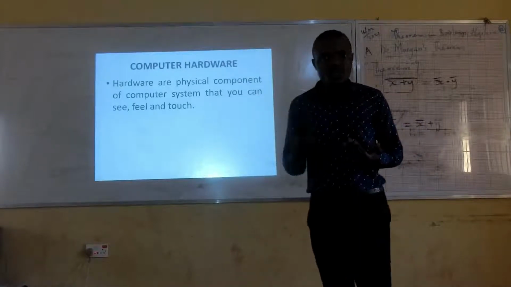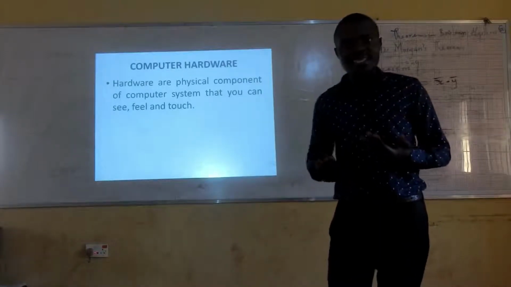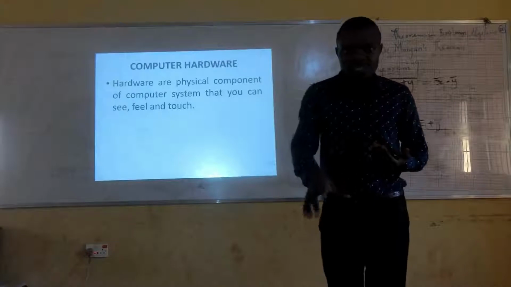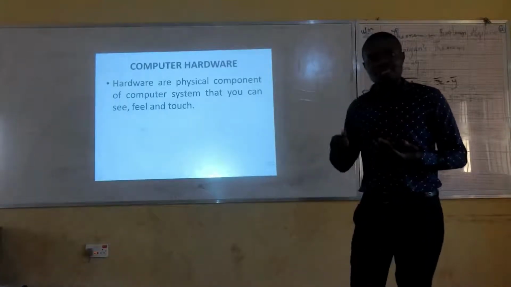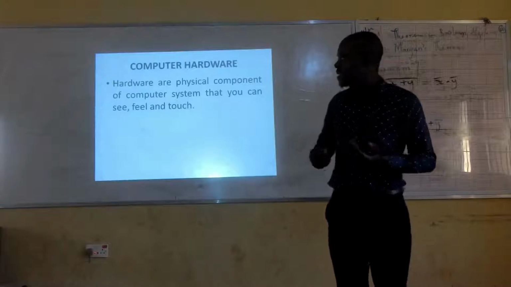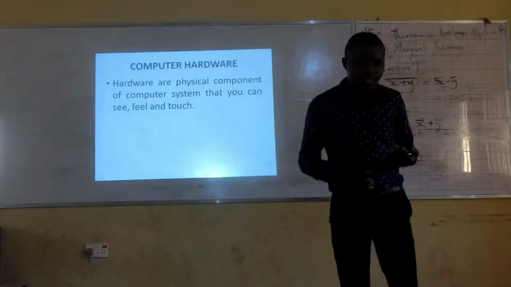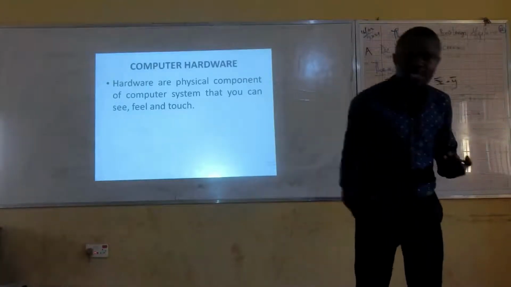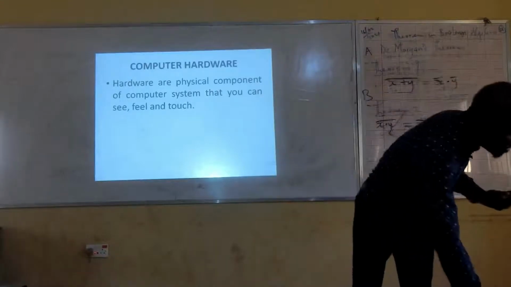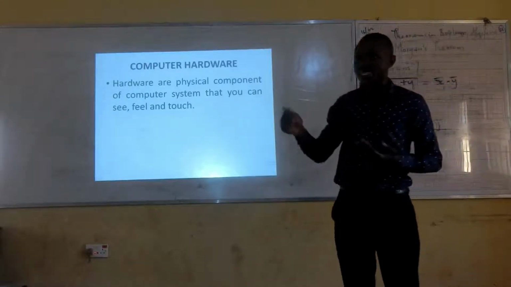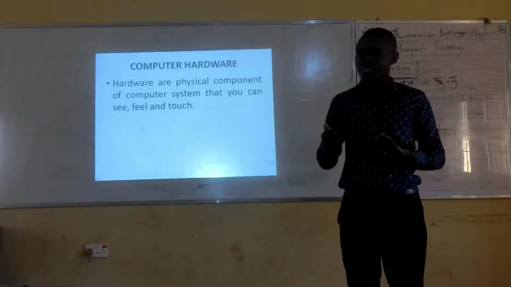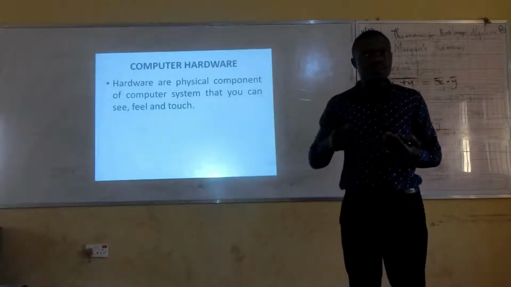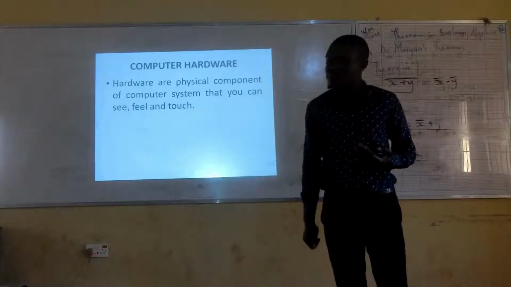When we say hardware, it is hard in the sense that it can be touched and it can be seen. Hardware components are the physical components of computer that can be seen and touched. For instance, we have the keyboard, the monitor, and some other things we can see in the computer lab and touch. They are the hardware components part of the computer.